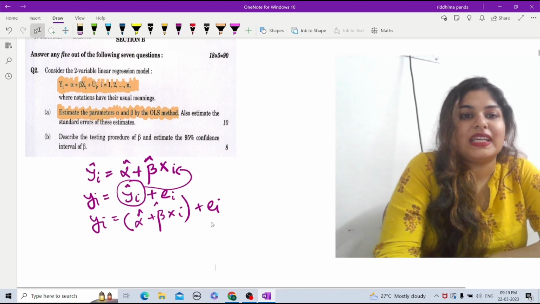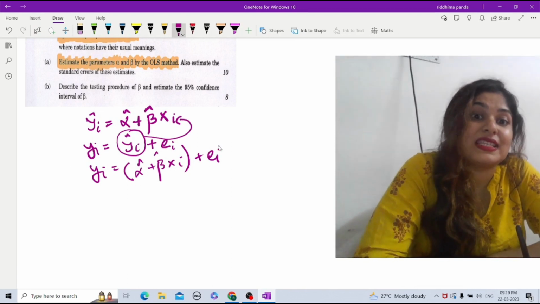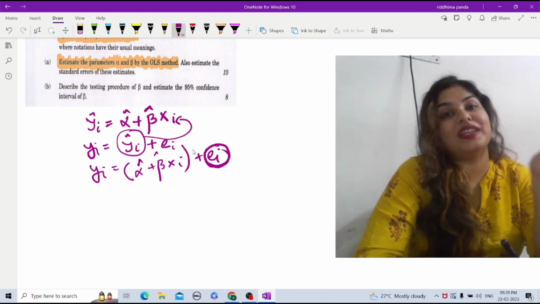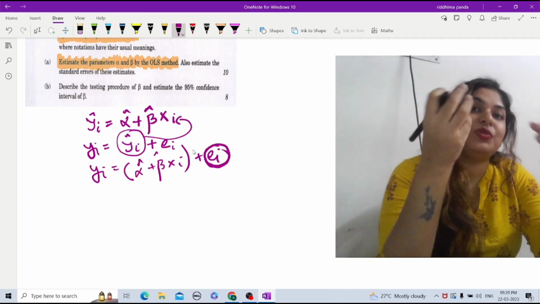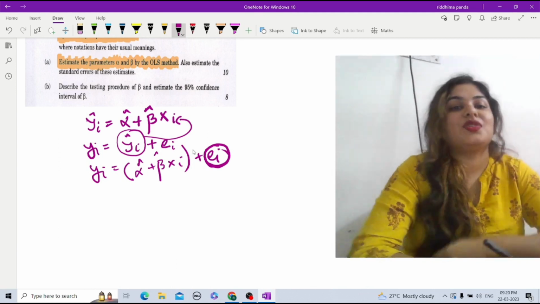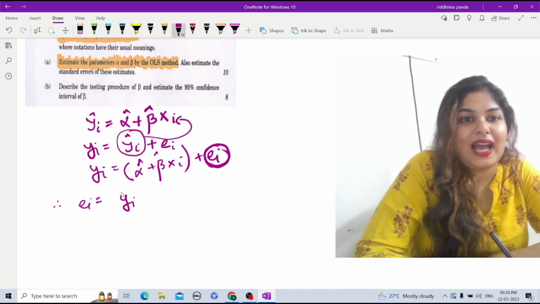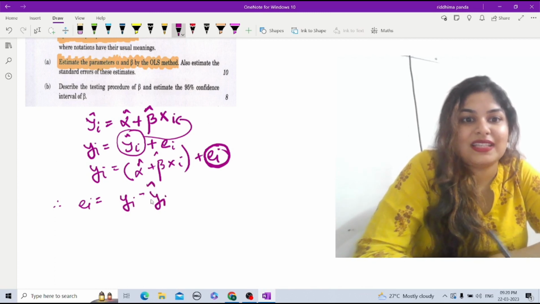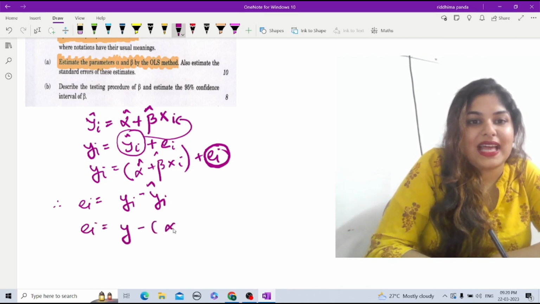Now here what is the problem? Basically our objective here is to minimize this error of estimation, because obviously the closer the estimated value is to the actual value, the better your estimation. That means you have to reduce your error, right? So therefore ei equals yi minus yi hat, or ei equals yi minus (alpha hat plus beta hat xi).